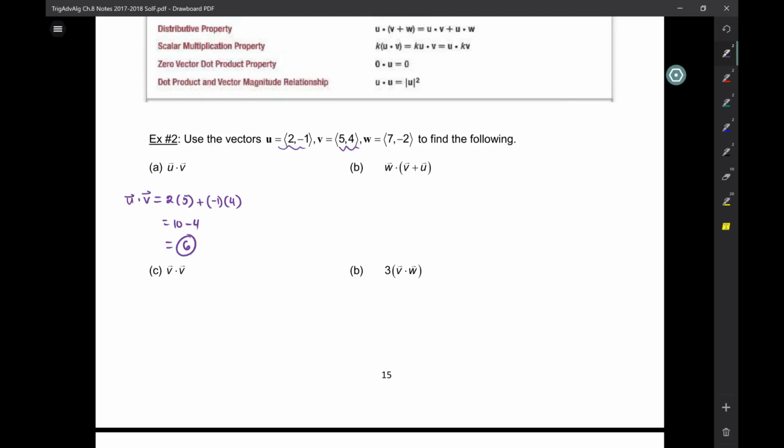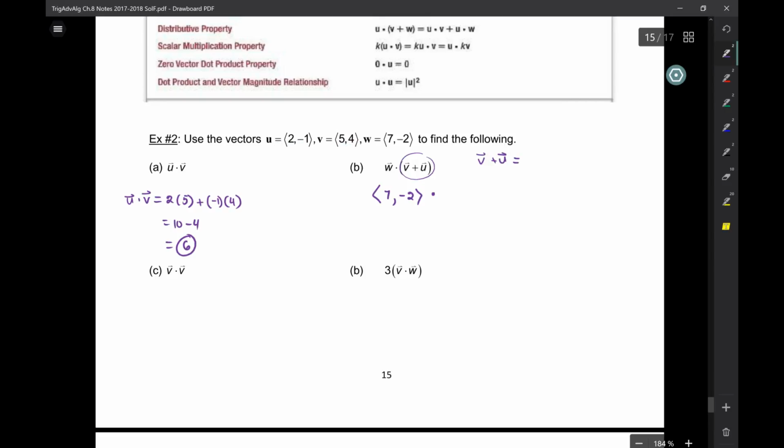Here, the next one is w dot (v plus u). You could either do w dot v and then w dot u and add them, but it's easier to do the parentheses first and then add the rest, right? So w is 7, negative 2, dot... How much is v plus u?